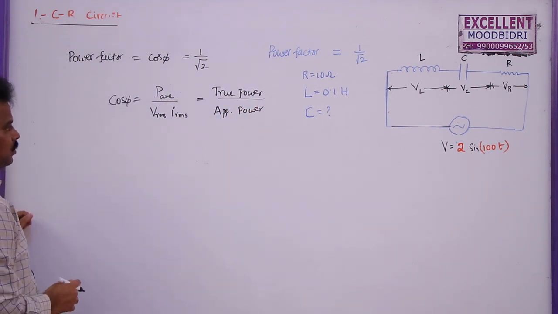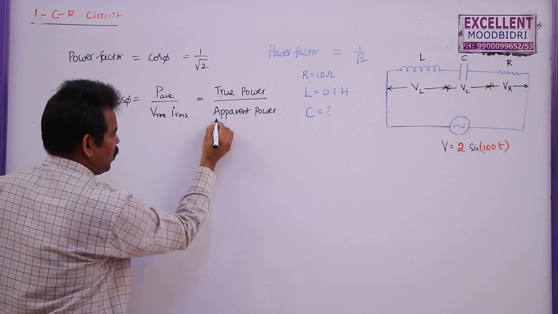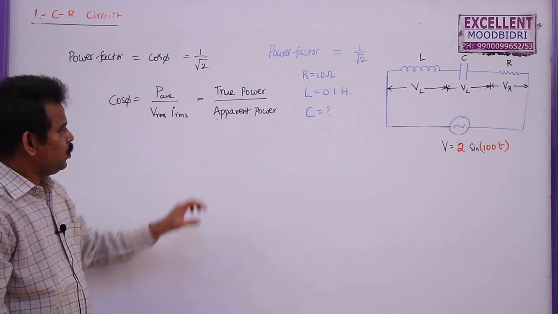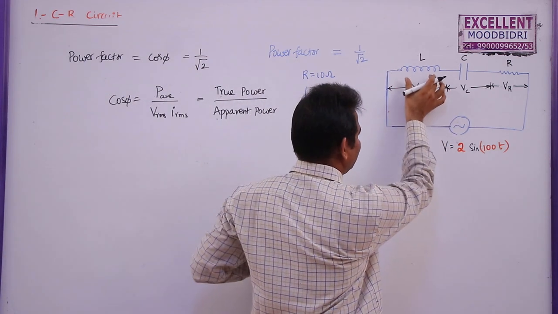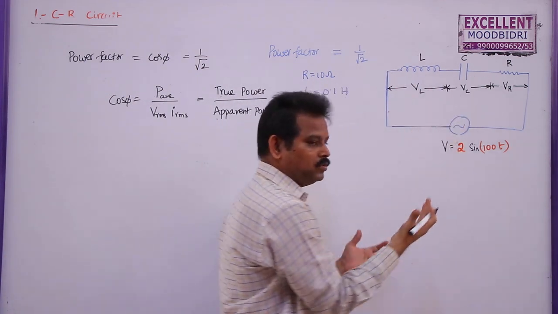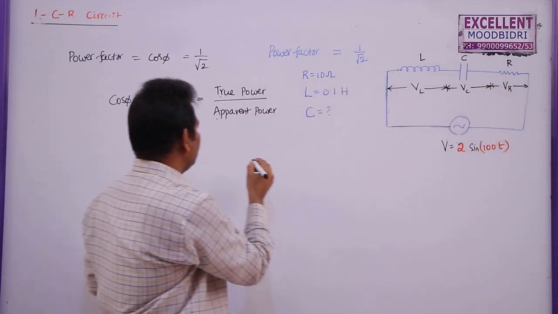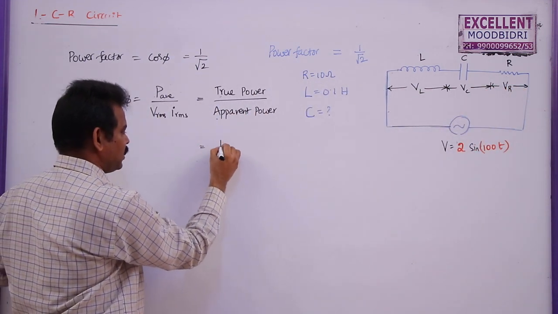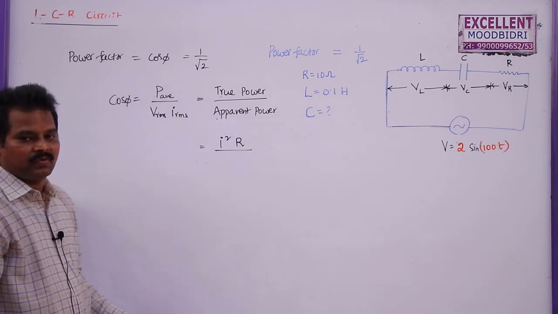Now, what is this true power? What is this apparent power? True power is the power consumed by the resistor. We know that both inductor and capacitor cannot consume any power here, as only the resistor is consuming power. So we can write the true power as the power consumed by the resistor. The expression for this one is I square R.